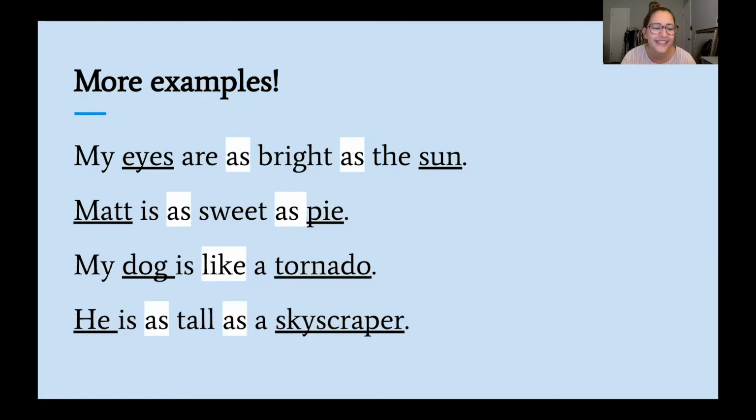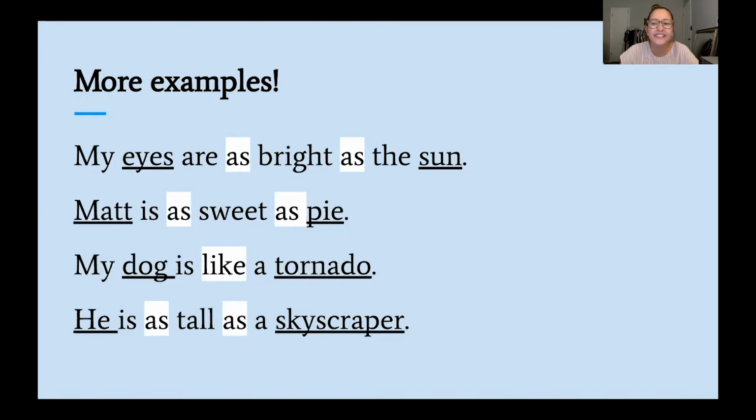And then for my last example, I wrote that he is as tall as a skyscraper. The word that I used in that one to compare was the word as. My two subjects are he, a boy that I'm talking about, and a skyscraper. A skyscraper is something that is very tall. It's like the tallest building around, and it just towers over all the other buildings. If I'm comparing that to someone, I'm saying that person is super tall.